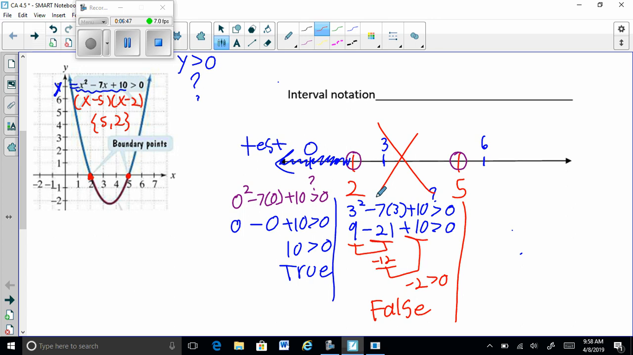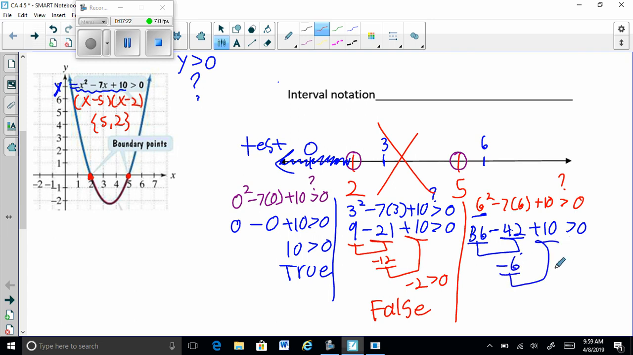Now we'll try the 6. We're going to have 6 squared minus 7 times 6 plus 10. And we want to know, is that greater than 0? All right, so 6 squared is 36. Negative 7 times 6 is going to be a minus 42, and then we get a plus 10. 36 take away 42 is negative 6. Negative 6 plus 10 comes out to a positive 4. 4 is greater than 0, that is true. So now we're going to shade that region right there.